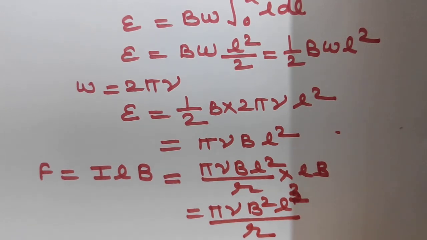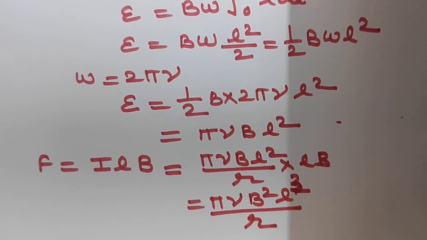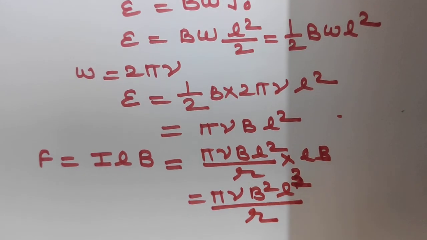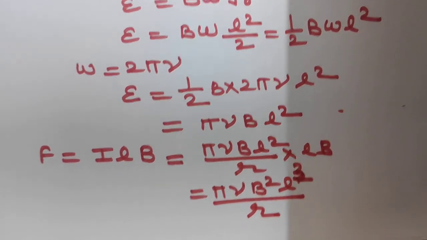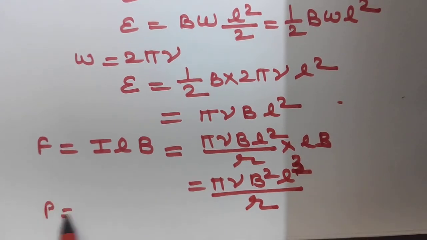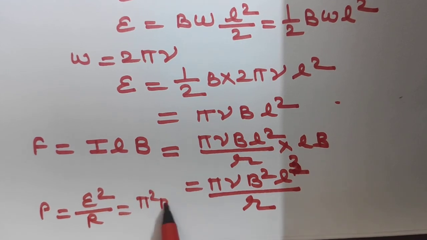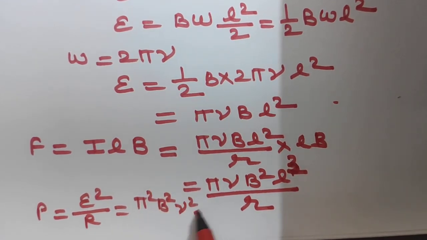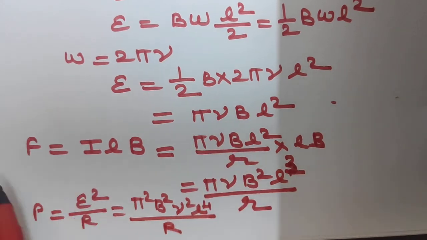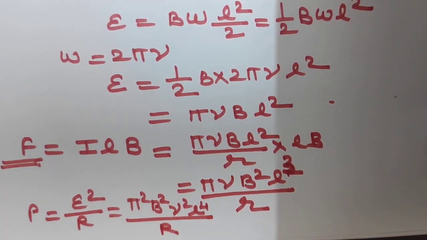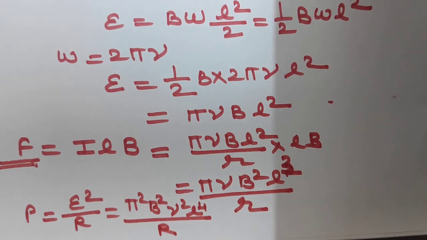Now if we have to find the power, we can use E square upon R or F into v. Any formula we can use. So power will be equal to E square upon R, suppose we are using here. So pi square B square nu square L to the power 4 upon R. This is the power. And the direction of this force: the external force required to rotate the rod must be in the opposite direction to that of the Lorentz force acting on the rod.